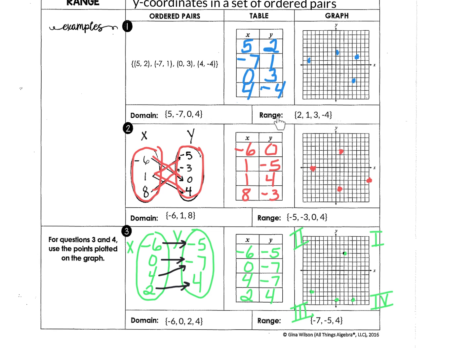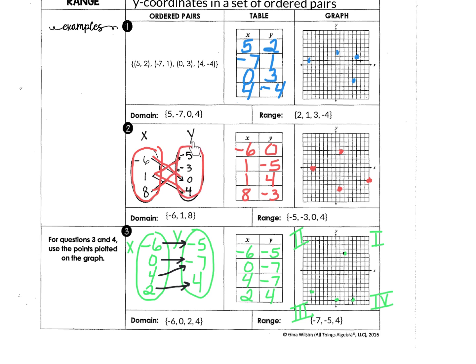I remember domain and range because I think alphabetical order. D comes before R in the dictionary. X comes before Y in the dictionary. So think alphabetical order. Same thing with example 2. The domain are the values that are in the X oval. -6, 1, 8.